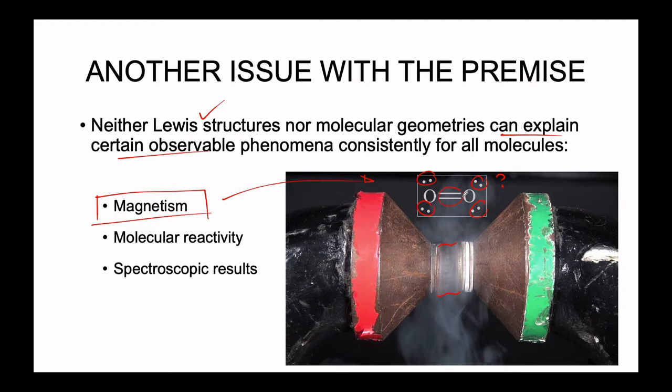There are other observable phenomena as well, such as particular molecular reactivities, or even spectroscopic results, as we are going to be seeing more in the spring: some UV-vis spectroscopic results, some infrared results, some Raman results that just don't line up with valence bond theory. It alone cannot explain some of these observable phenomena, so we needed another theory. We needed a patch, if you will, a 2.0, something that's going to work alongside valence bond theory to help explain where these phenomena come from.